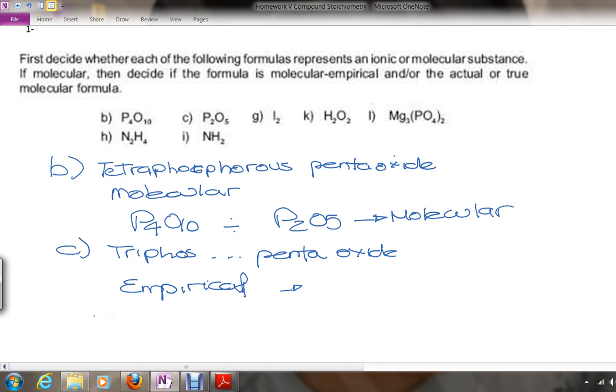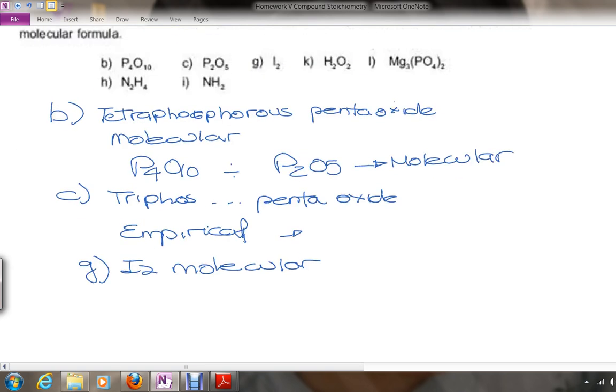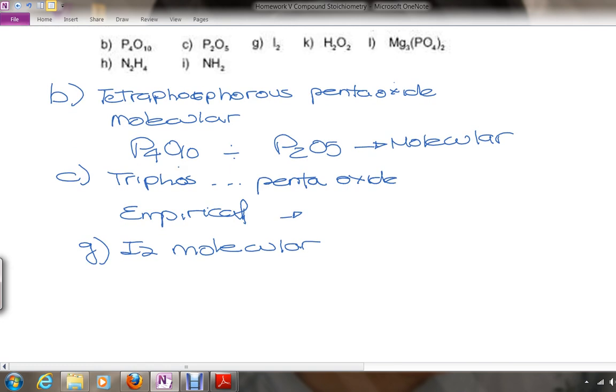Now let's get on G. Is this molecular or ionic? It's molecular. I2 is a molecular formula, but this would be the empirical. Why? Even though you can divide it by 2, iodine is one of those elements that exist as diatomic molecules.